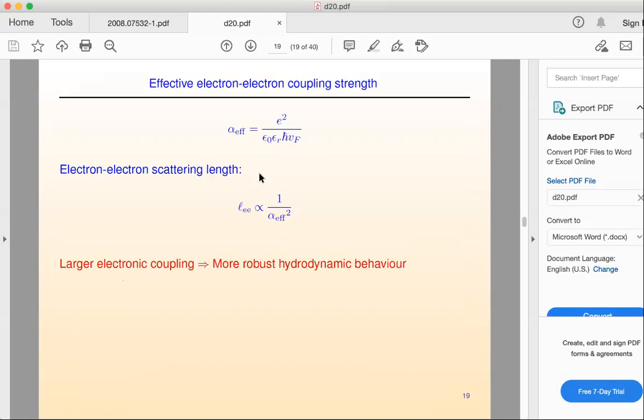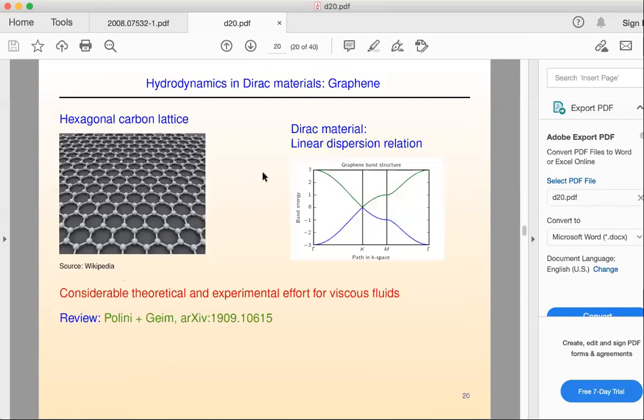And so the idea is, let's suggest a material where this alpha effective is very large. And so that's what we did here. Okay, so the prototype material to compare to is graphene. Graphene is by now the best investigated material as far as this hydrodynamic behavior of electrons is concerned. I'm sure you're all familiar with what graphene is, and it's also extremely pure.